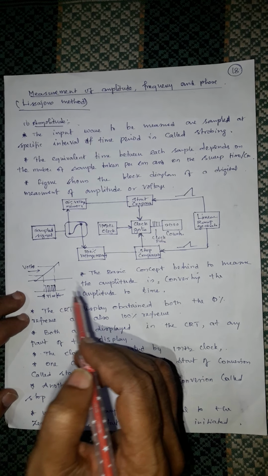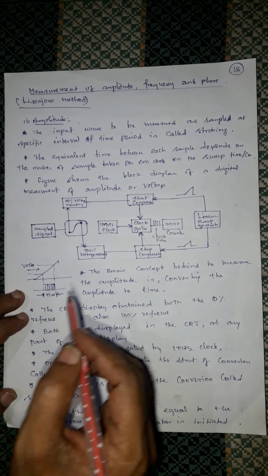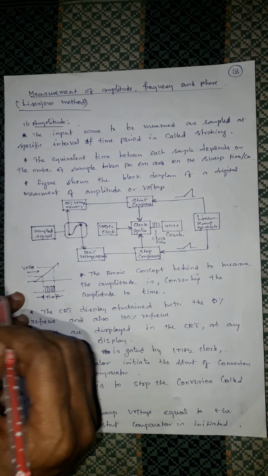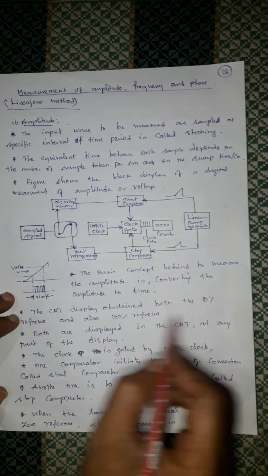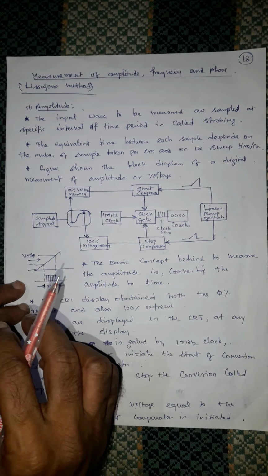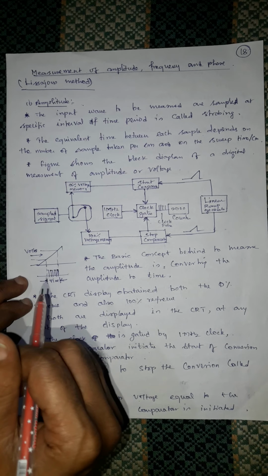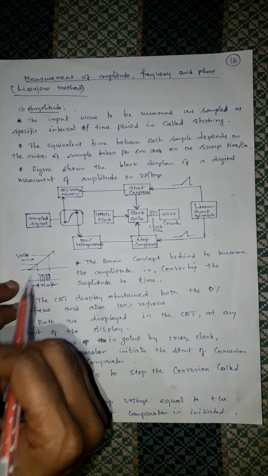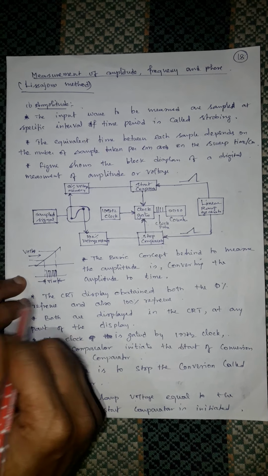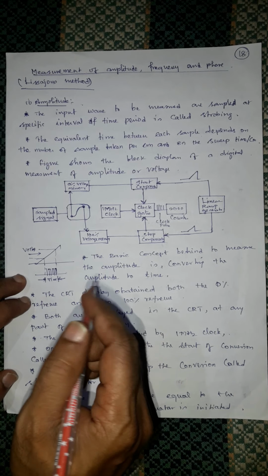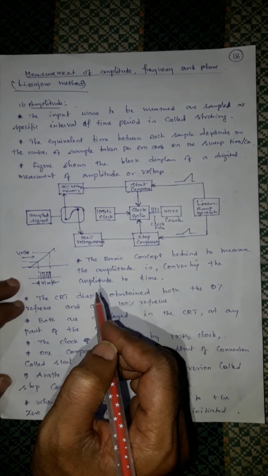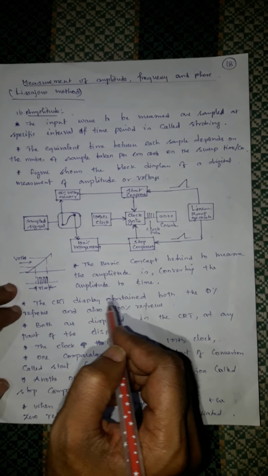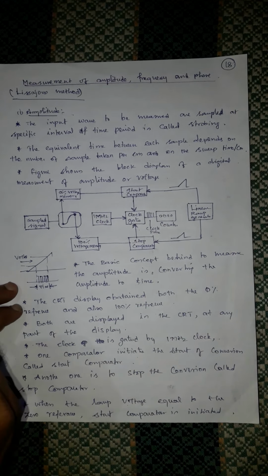just amplitude is converted to a time. That time period is counted. It is equivalent to the amplitude. That is the basic concept. Simply, it converts the voltage to frequency or time. Okay. So frequency and time are interrelated. Both are interrelated. That is f equal to 1 by t, t equal to 1 by f.